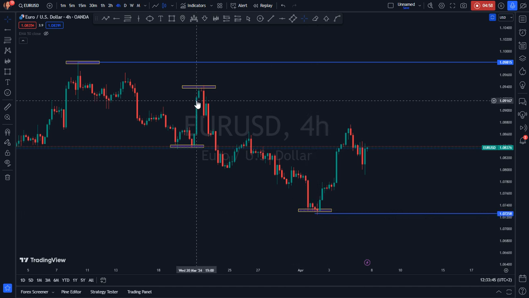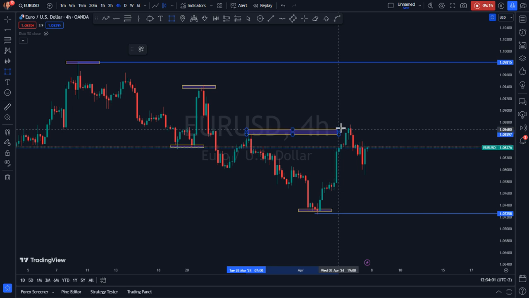But within this downtrend, we had a substructure which was giving us lower lows, lower highs, lower lows, lower highs, lower lows, lower highs. And then as you can see, the market has broken above this previous high right here. You see this high right here, the market has broken above that high from there.